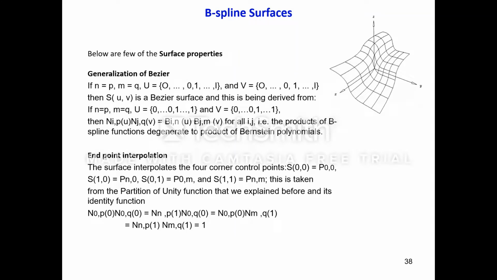Next, we talk about the B-spline surface properties, the first being the generalization of Bezier. Beziers are of fundamental importance in computer-aided geometric design. It is generally used as a base starting point for all kinds of generalization. And then we have the endpoint interpolation, where we interpolate the four corners of the surface, which are S(0,0), S(1,0), S(0,1), and S(1,1). The properties also follow the partition of unity function that we explained before.